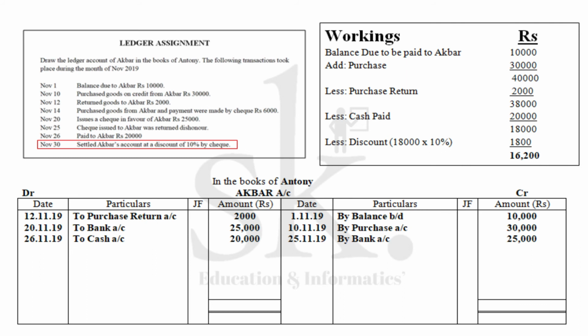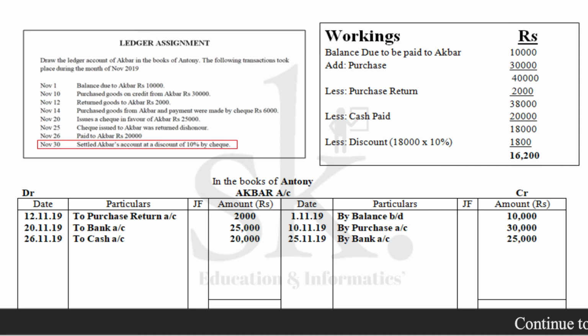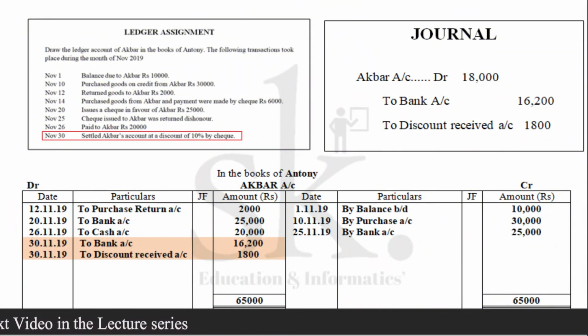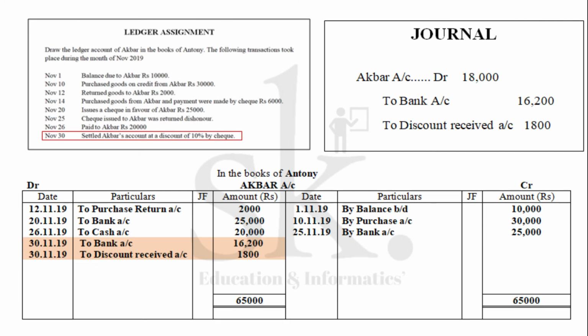And it has been mentioned that settled Akbar's account at a discount of 10%. So the discount on 18,000 at 10% will be 1,800. So we will be paying 16,200. So the journal entry will be Akbar account debit 18,000, to bank account 16,200, to discount received 1,800.